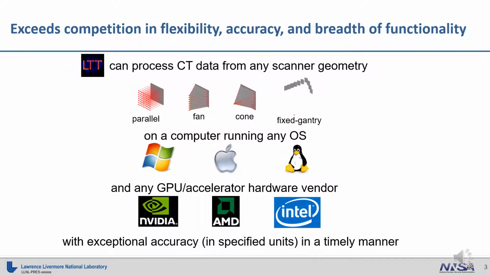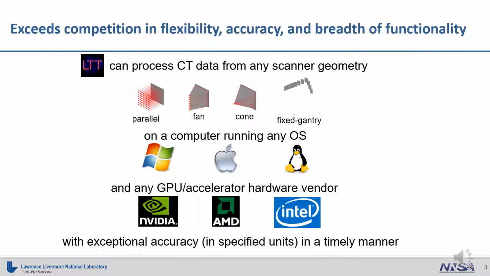So I feel very confident in saying that LTT exceeds the competition in its flexibility, accuracy, and its breadth of functionality. This is one slide that, in a nutshell, describes LTT. LTT, Livermore Tomography Tools, can process CT data from any scanner geometry, whether it be parallel beam, fan beam, cone beam, or fixed gantry.